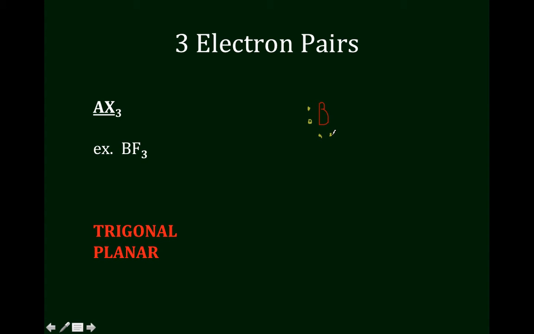And boron is happy with 3 bonds or 6 electrons around it. So it goes B, F, and F, and F. And then we put our dots around. Wasn't that fun? Those are supposed to be dots, not squashed insects.